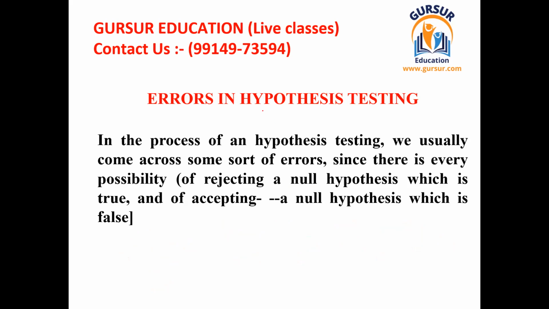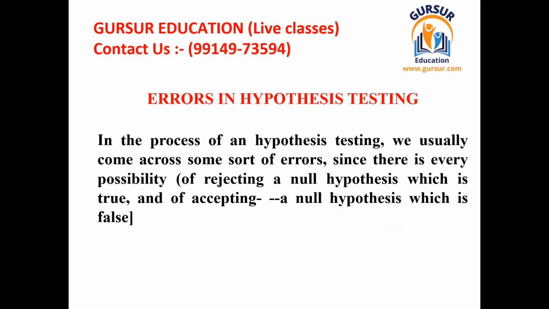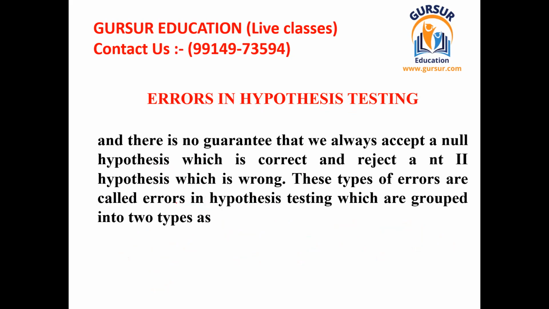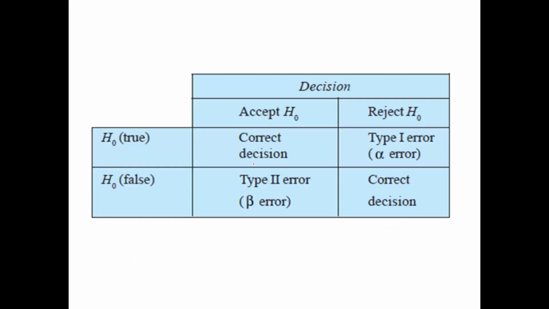Now, I must tell you about the errors of hypothesis testing. There are only two types of errors. In the process of hypothesis testing, we come across some sorts of errors since there is every possibility. We can reject a null hypothesis which is true, and we can accept a null hypothesis which is false. So these are the two important lines. In this table you shall be able to understand it better.